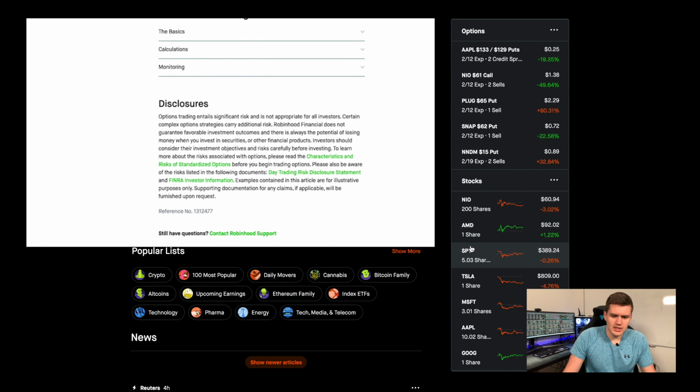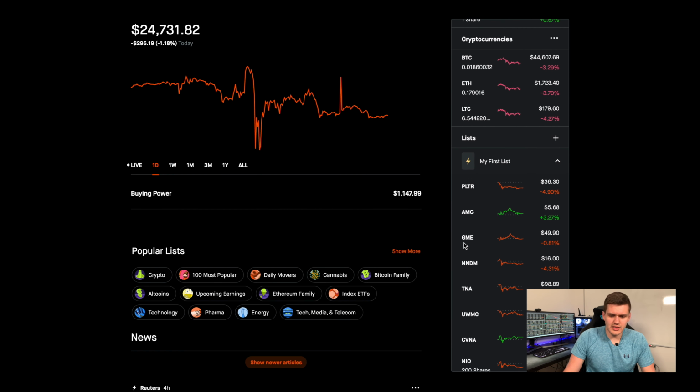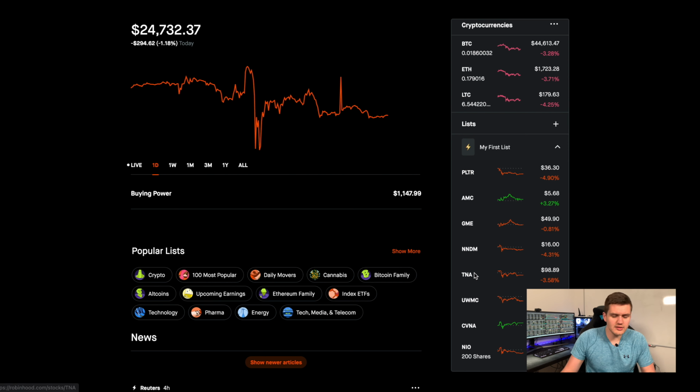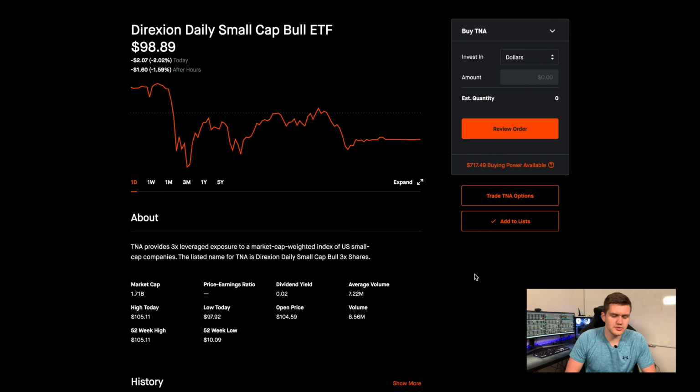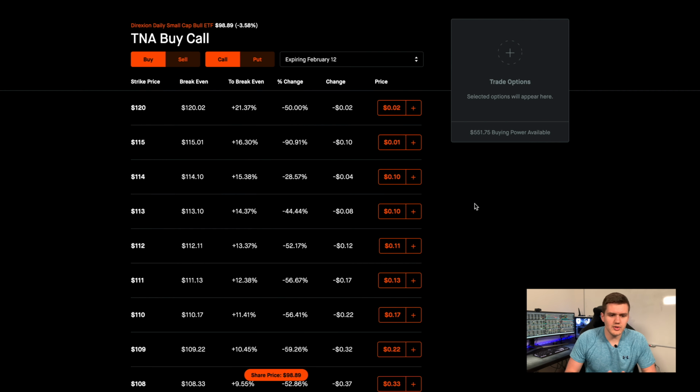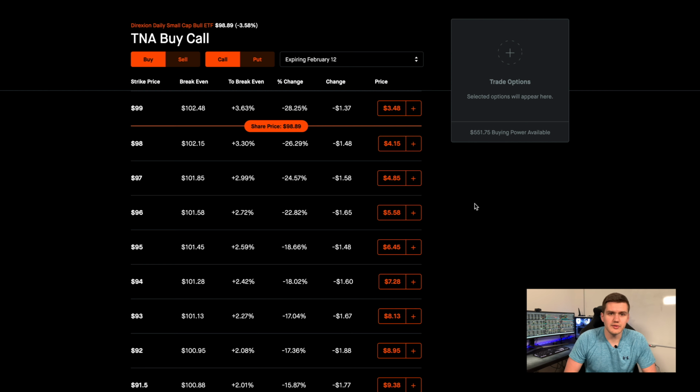So let's get back to the home screen and pick a stock to trade an option on. I prefer to trade options on TNA personally. TNA is a small cap ETF that follows the S&P 500, and it has some great markers that I like because it does follow the market.